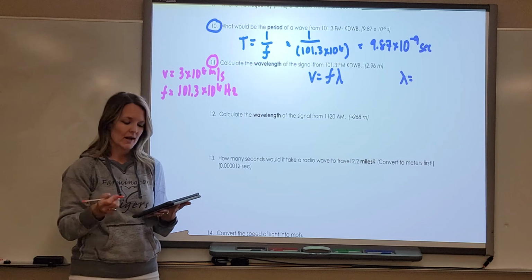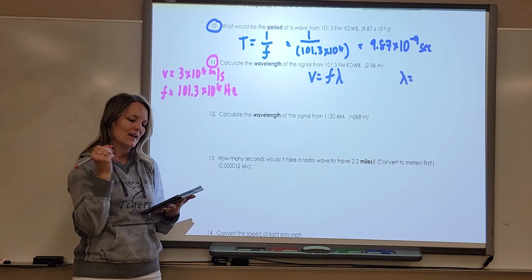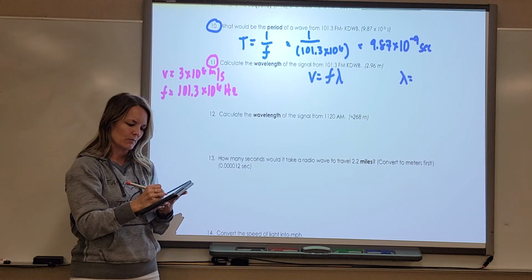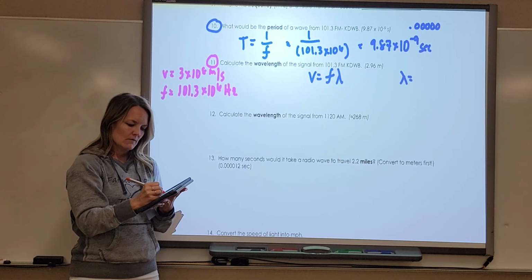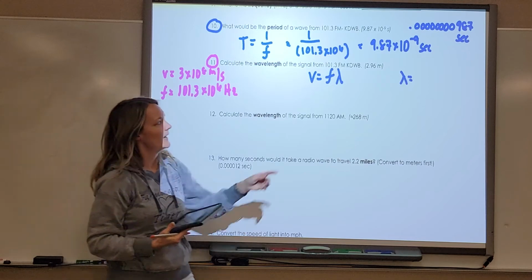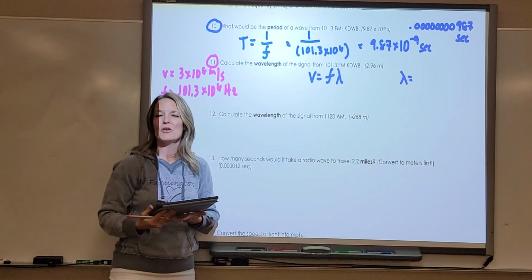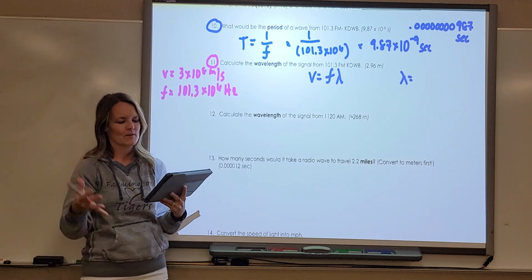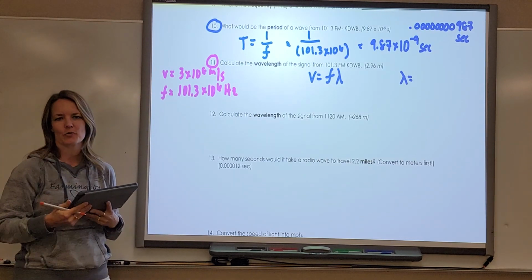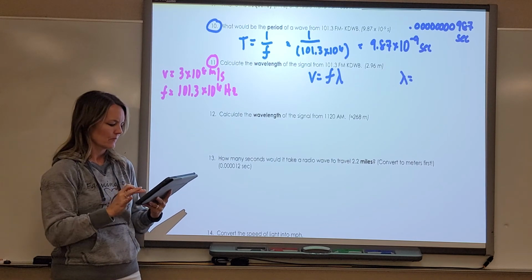Or if you put that in a regular number, it means move your decimal place 9 spots over, so it would be... Alright, it is a very small portion of a second. It does not take much time for the period, for one wave of a radio wave to pass. It doesn't take much time.